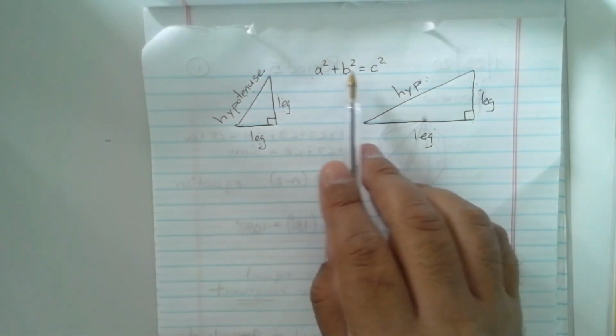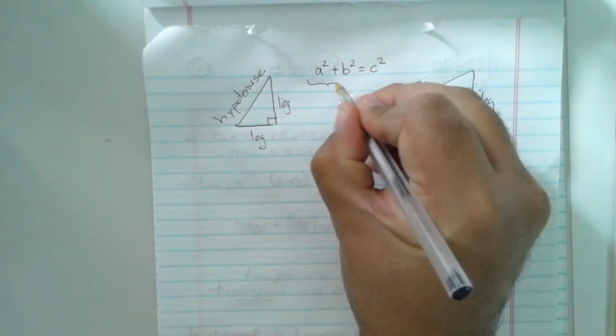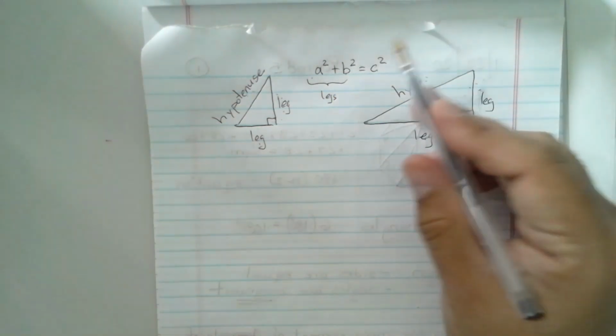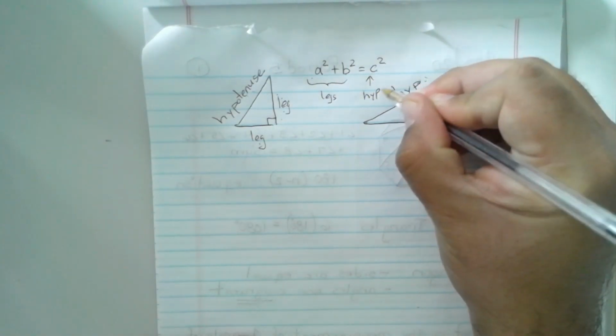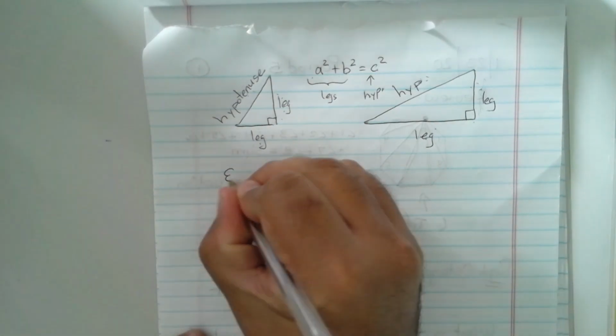Now, in order for us to use this formula here, A and B are going to be your legs. C is going to be your hypotenuse. Do you guys understand that? So the very first thing that you guys have to understand when you use the Pythagorean theorem is what is A, what is B, and what is C. So let's go ahead and do an example right now.